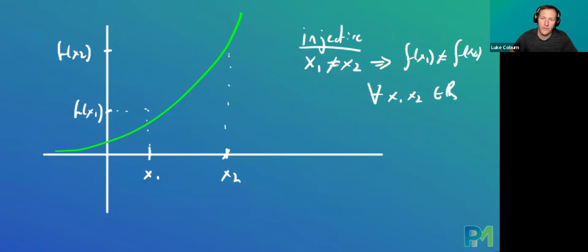Now, what does it mean? x1 is not equal to x2. So if x1 happened to be equal to x2, here's x1, and then x2, they're equal to each other. So of course the outputs of the function are then equal to each other. Okay. Now, what about the next one?